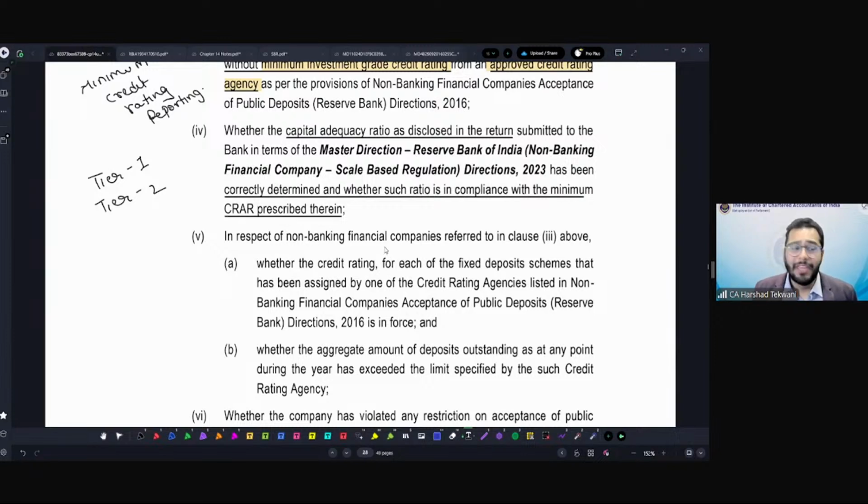So what is the minimum CRAR reporting? Like, what is the minimum capital adequacy ratio for tier 1 and tier 2 for middle layer? Can anyone tell me quickly? Requirement for tier 1, tier 2, middle layer. Anyone? Requirement for tier 1, tier 2 capital for middle layer. What was that?